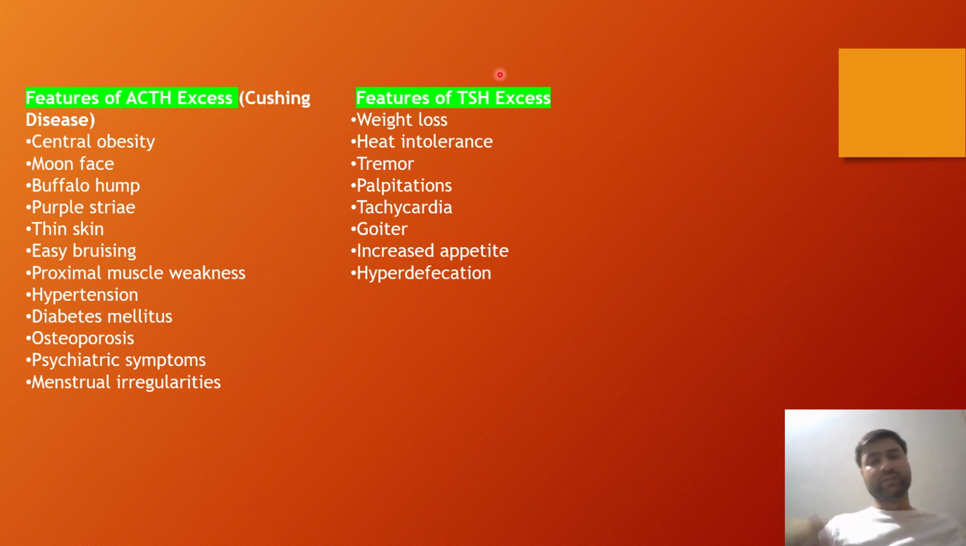If there is TSH excess, then there are features of hyperthyroidism, which include weight loss, heat intolerance, and fine tremors. Patients have palpitations, tachycardia, and may have atrial fibrillation. Then patients may have goiter. These patients have increased appetite, but despite this increased appetite, they have weight loss, and they also have hyperdefecation, meaning a history of diarrhea due to hyperthyroidism. So this is a short overview of pituitary disorders, especially anterior pituitary disorders.